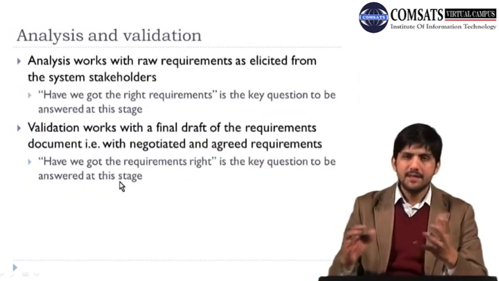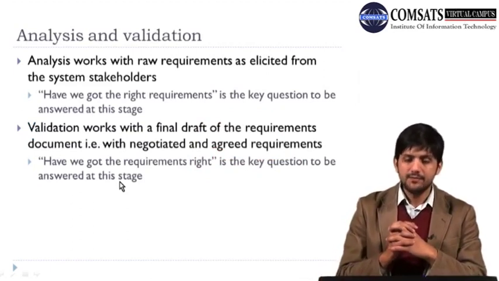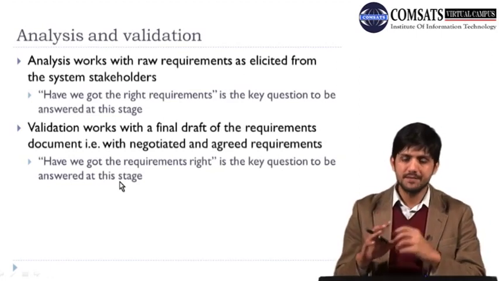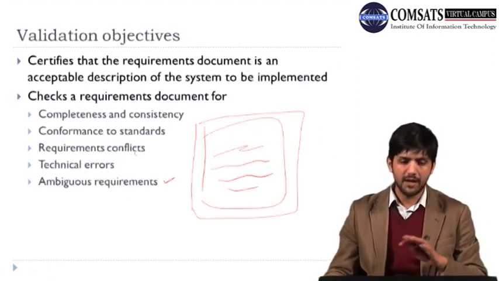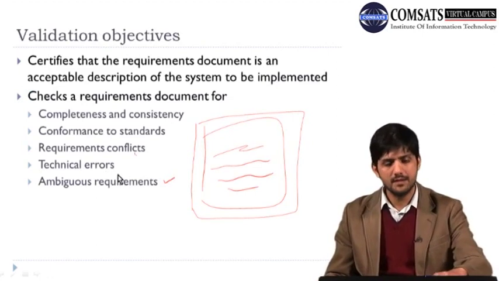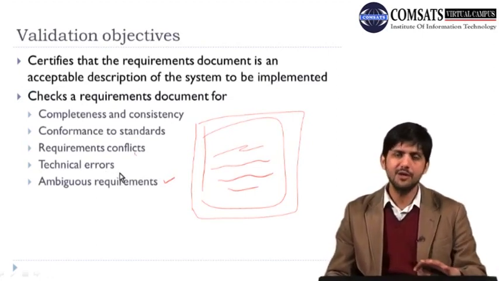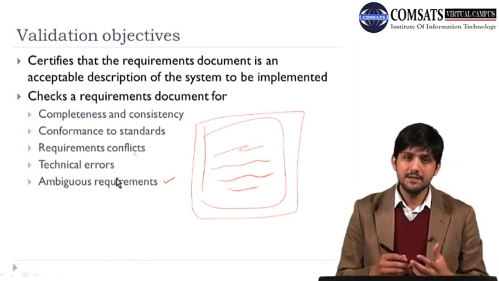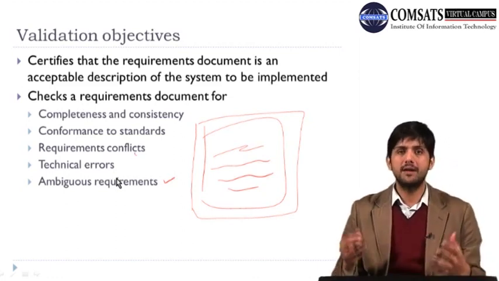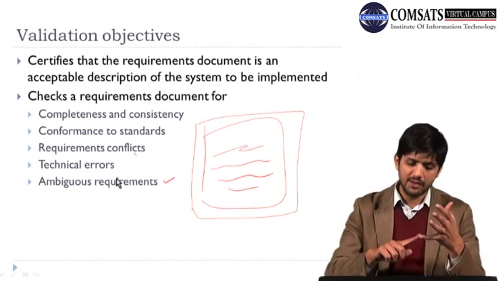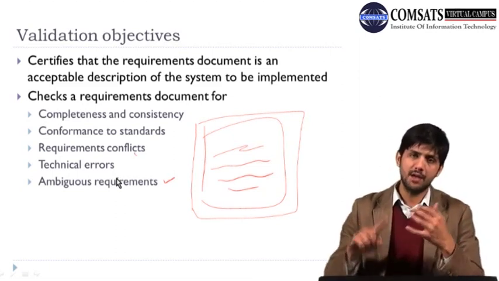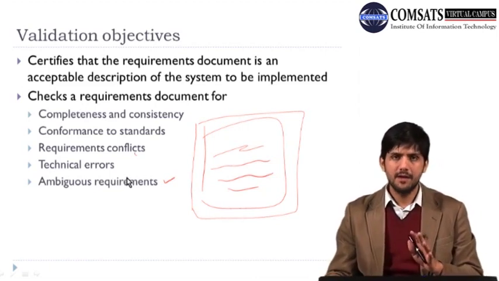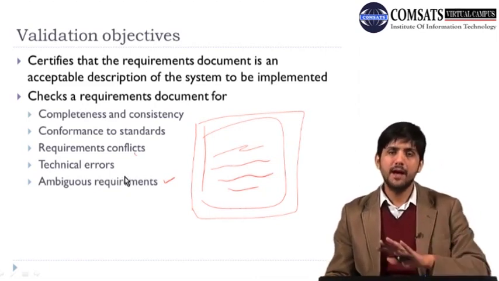So what is this analysis and validation? Analysis works with raw requirements as elicited from the system stakeholders. So there is a difference, because some of the things that you might have seen in this slide, we have already talked about during analysis, where we said we do analysis in order to identify all the problematical requirements. So we do analysis to look whether there are any inconsistencies, whether there are any ambiguities, whether there are any incomplete requirements. But there is a difference between validation and analysis.